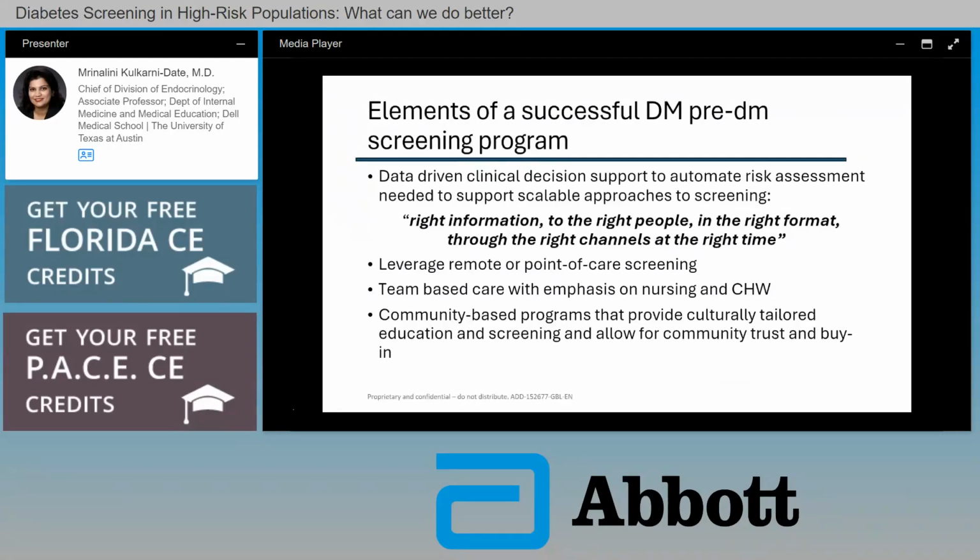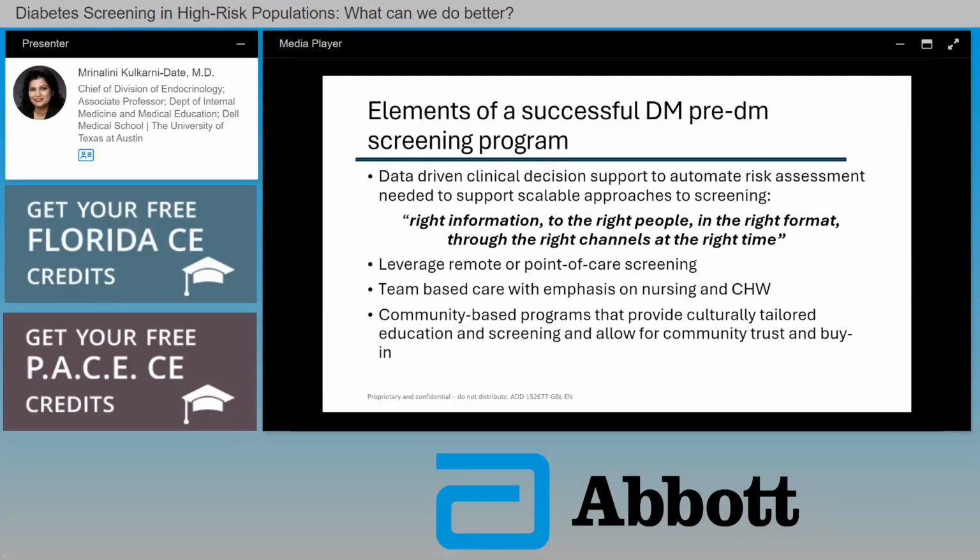So these are just some examples, but what are the elements of a successful diabetes or prediabetes screening program? We need data-driven clinical decision support to automate risk assessment, because we have a huge population to care for, and we need to be able to automate some of this to be able to effectively penetrate the population. We need to have scalable approaches to screening. So I like to think of it this way. We need the right information to the right people in the right format through the right channels at the right time. We need to be able to get to people in places that are convenient for them. So catching them at the right time and getting them the right information is key.